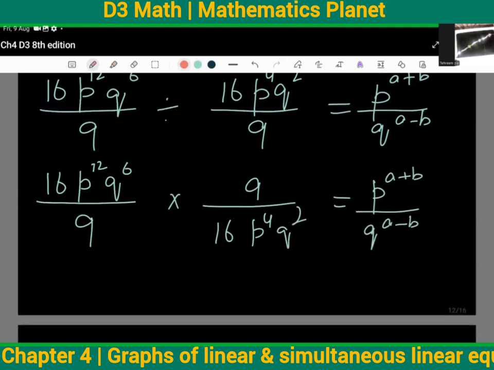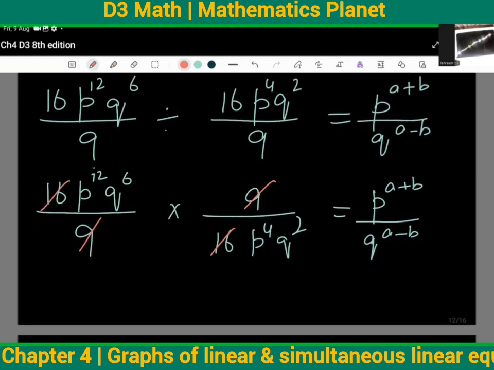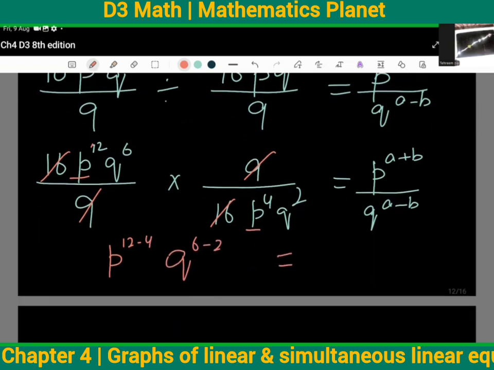After changing division to multiplication, you can see 9 and 9, 16 and 16, all the constants are cancelled. So now we have P^12 and P^4. So it would be P^(12 minus 4) and Q^(6 minus 2), right? Which will be equal to P^(a plus b) divided by Q^(a minus b).